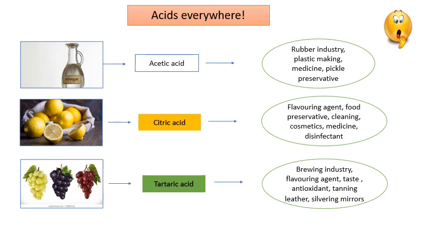When I'm referring to grapes, it is used in the brewing industry. Again, a flavoring agent, good to taste, no? It is used as an antioxidant in a lot of creams for tanning effect and all those things. In the leather industry, it is used in silvering mirrors. This tartaric acid is of great importance. All these acids that we have seen right now, they're 100% natural acids. Except for, think, tell me.